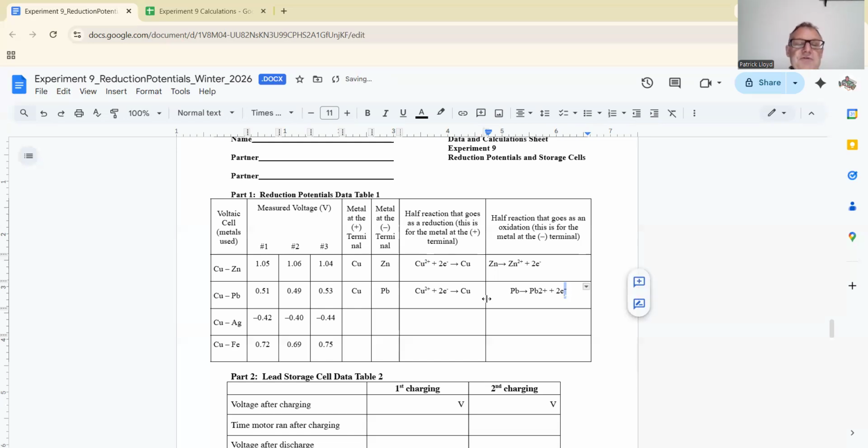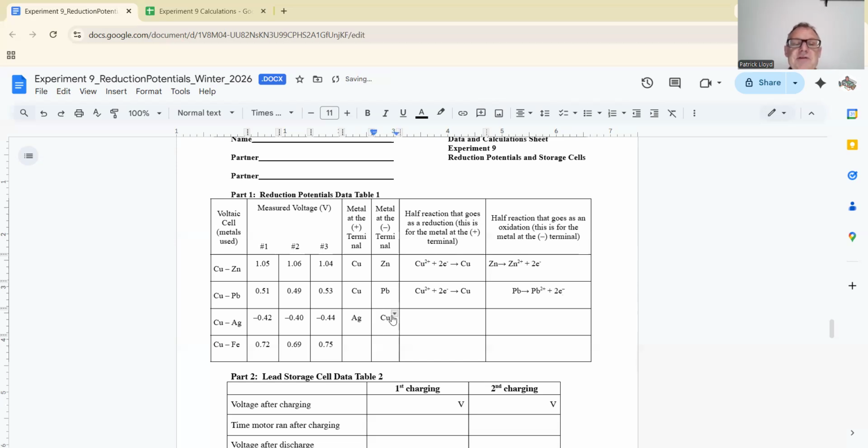Now I won't do the last one, which is the iron, but I will do the silver because the silver is a little different, right? For the silver, we got a negative voltage. And if we get a negative voltage, that means the one at the positive terminal is the other metal. So silver would be there, and then the copper is over here.